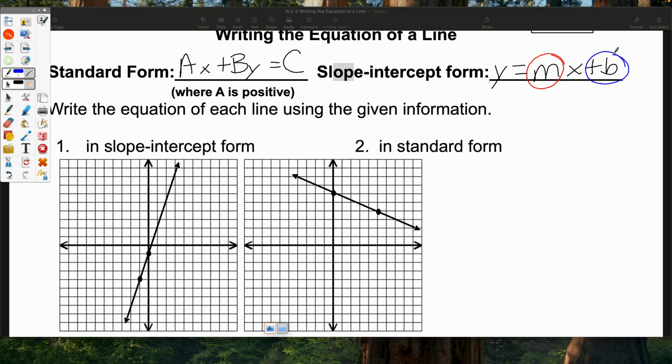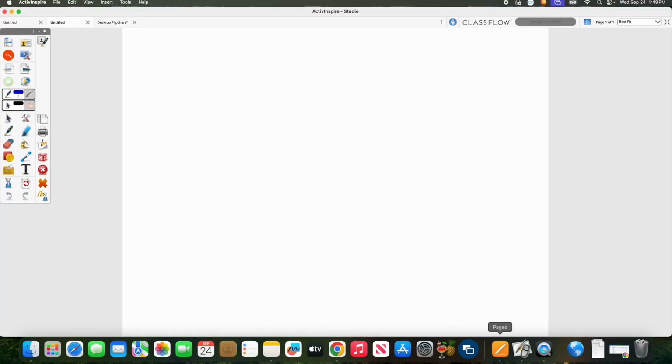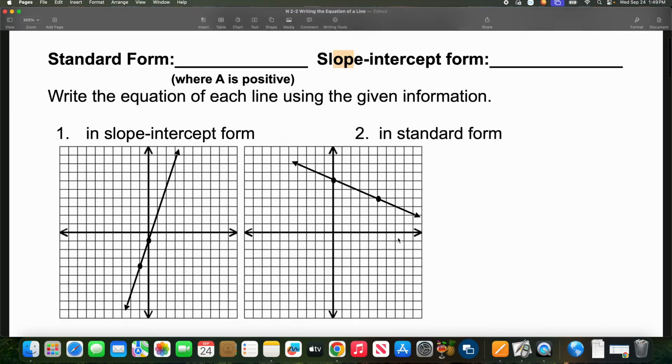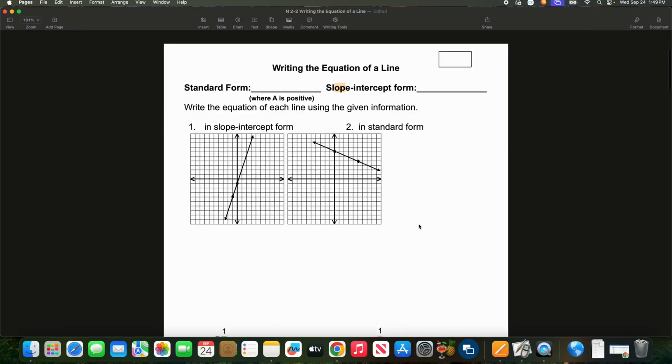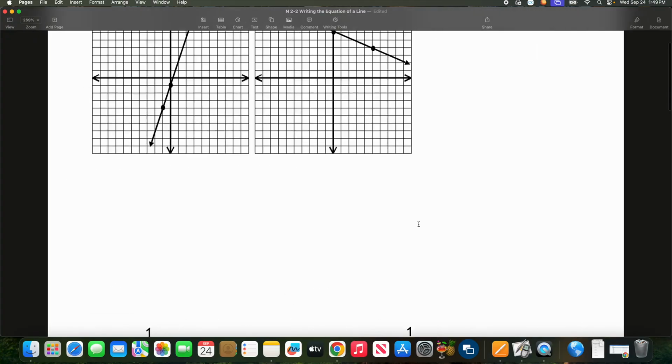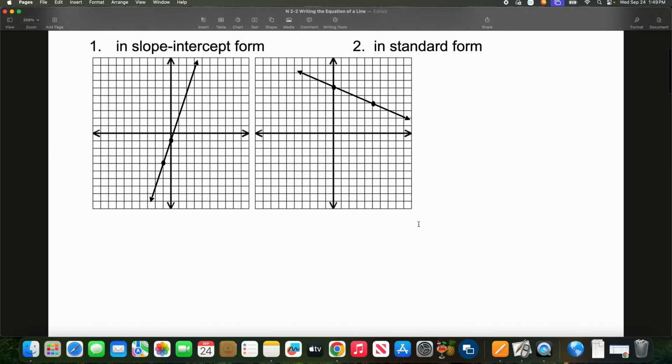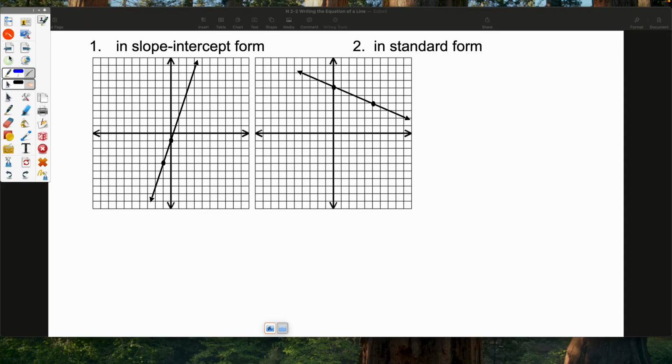So down here on number 1, scroll down. We're going to write the equation of this line in slope-intercept form for number 1, and then we're going to write it in standard form for number 2. Starting with slope number 1, we have an intercept right here. That's that point right there.